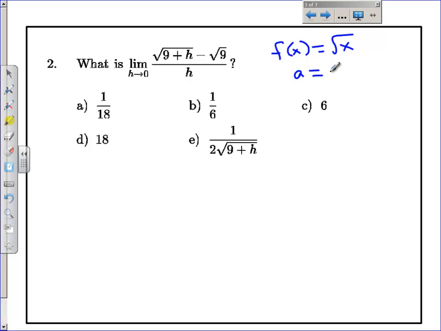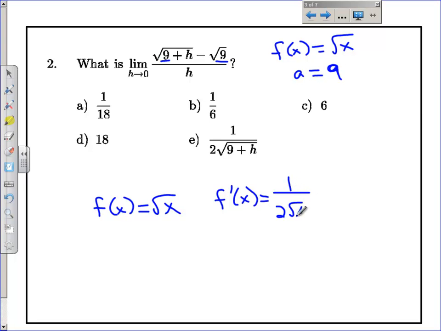And the a value, where we're trying to find the derivative, is fairly simple. It's just this number right here or this number right here, and that's obviously 9. So we are trying to find the derivative of the square root of x at the value 9. So if f of x is the square root of x, then we know that f prime of x is 1 over 2 square roots of x. Again, that's because that can be written as x to the 1/2. Then you go through your power rule, and that's how you get this derivative. Now we plug in 9, and we get 1 over 2 square roots of 9, which is 1 over 6.